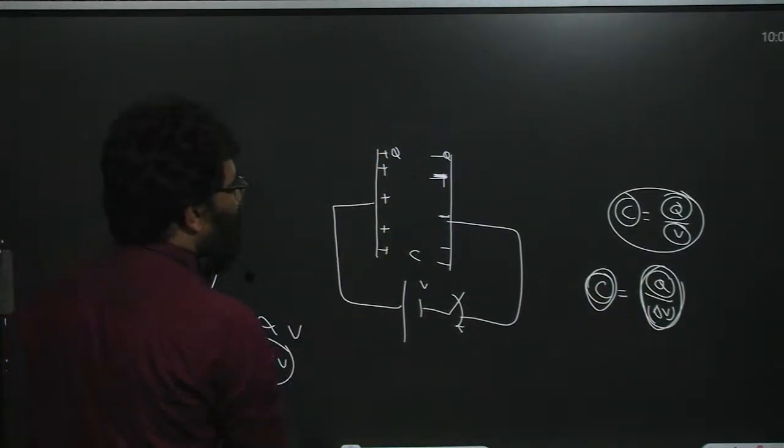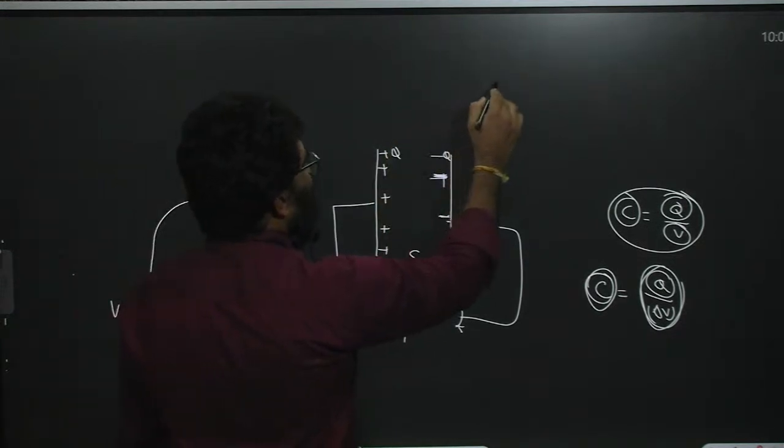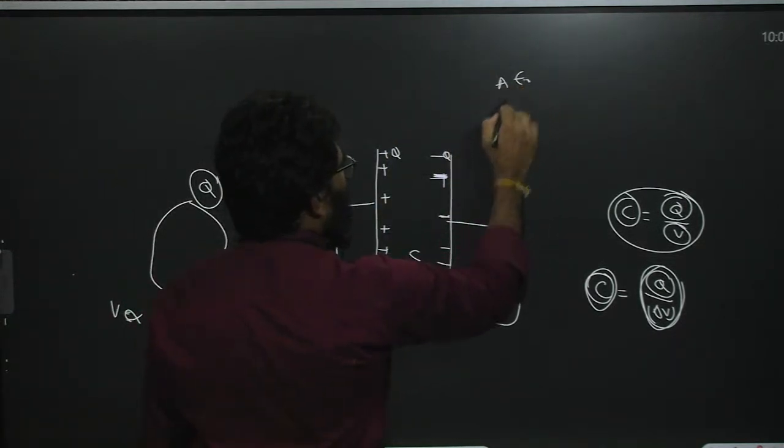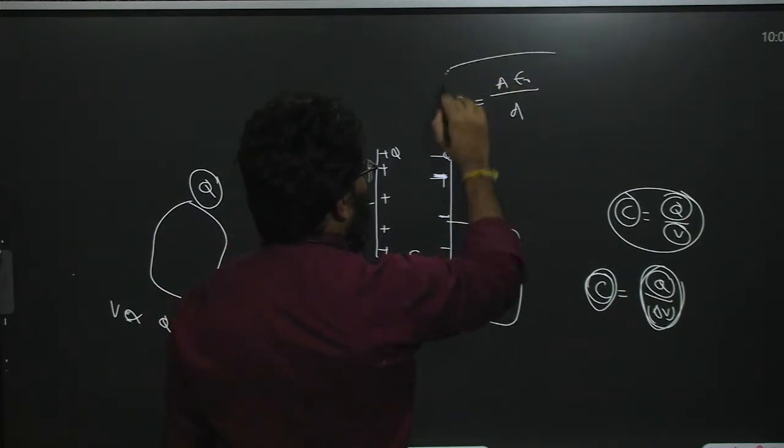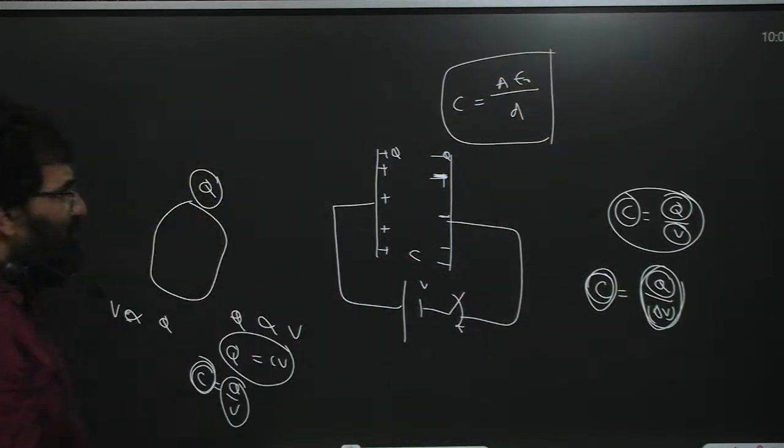This is a parallel plate capacitor. The area of the plate is A and the medium between them is epsilon naught. So capacitance is defined as epsilon naught A by D. For a parallel plate capacitor, the capacitance is always epsilon naught A by D. How do we get this?